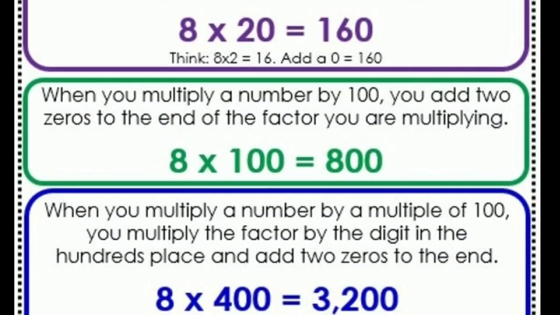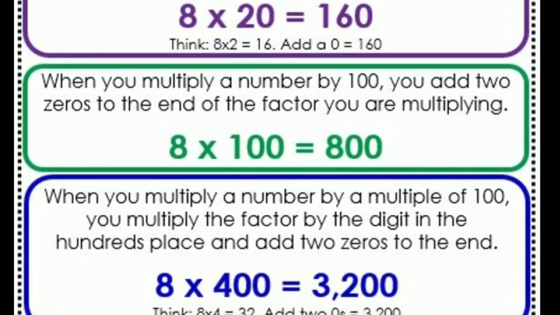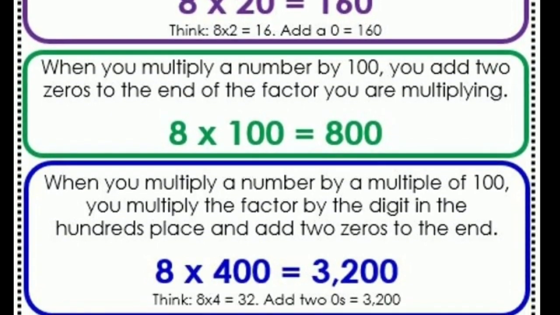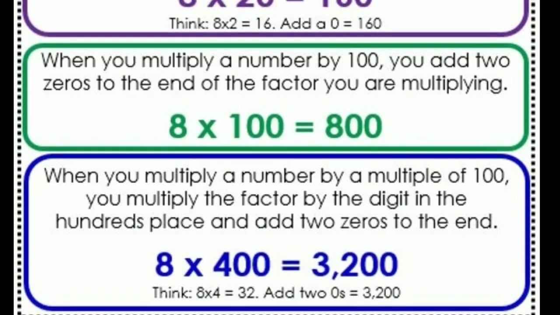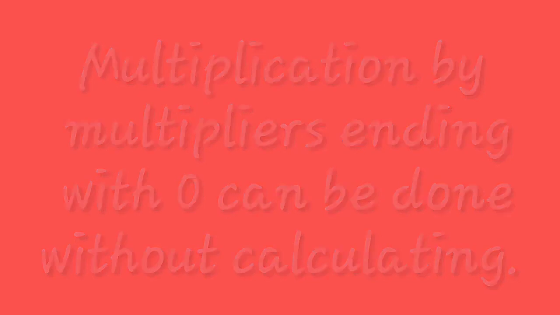So it means if you have to multiply any number by multipliers ending with 0, you just have to add the number of 0s it has. So in simple words, we can say that multiplication by multipliers ending with 0 can be done without actual calculation. You just have to learn the tables, multiply, and put the 0s over it. Now let's move on to our next topic.